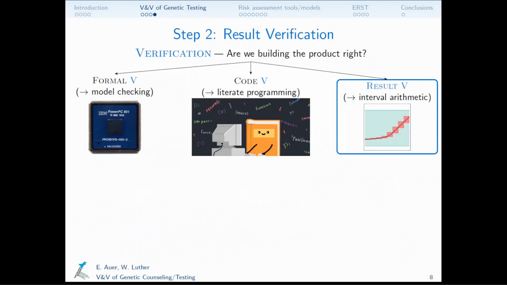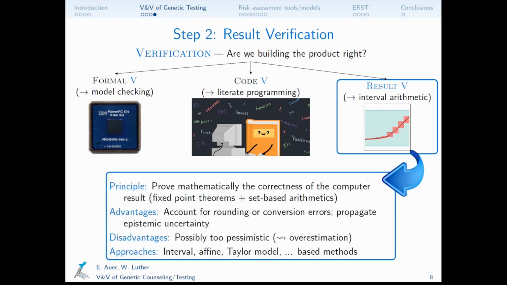I've already used this keyword of result verification a lot. So what is it exactly? Verification answers the question of whether we are building the product in the right way. There are different kinds of verification, for example, formal or code verification. The result verification proves mathematically that the result that we obtain on the computer is correct.